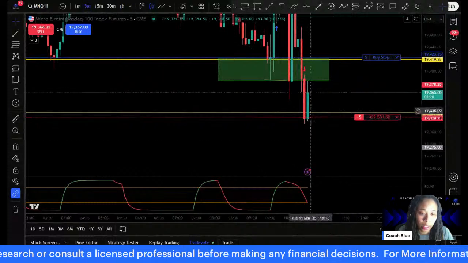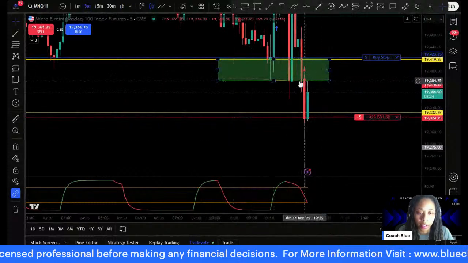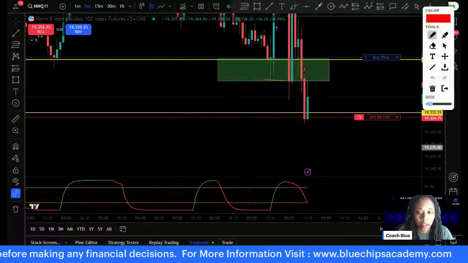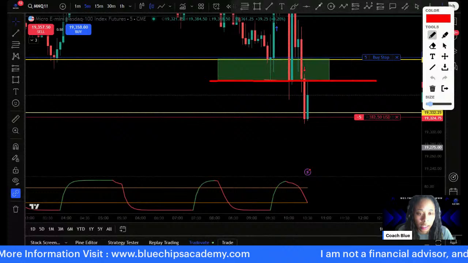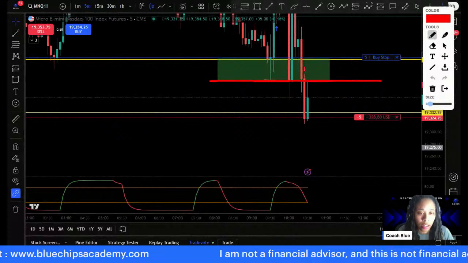So let's see if we can hold this level right here. This is where we're looking. Now that we're in the trade, I'm gonna stay on longer, guys, so you can see how I manage this trade.